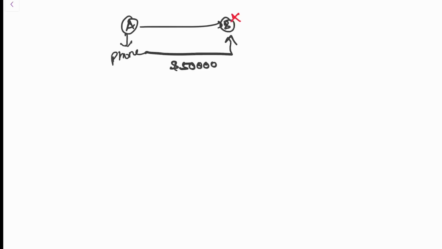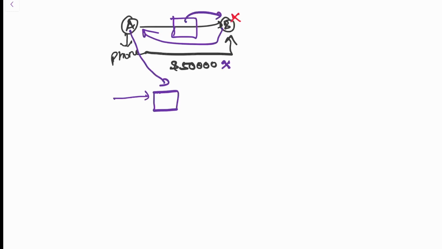Now what if you go to a trusted platform like Flipkart or Amazon? If you make a payment to Amazon or Flipkart, they have a proper system in place for everything. Amazon will not send your $50,000 directly to B. First B will ship the phone, then Amazon will transfer $50,000 to the seller once your product is shipped. This ensures the safety of both seller as well as buyer.